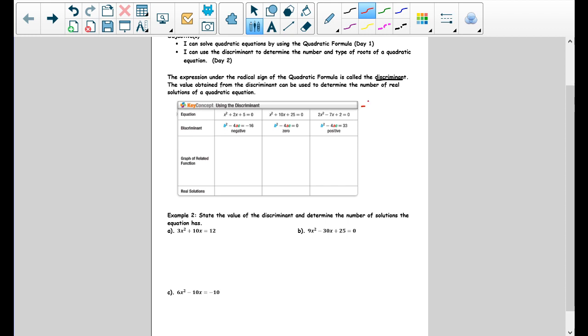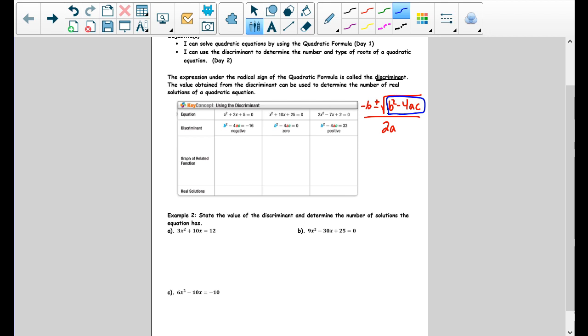So we have opposite of b plus minus square root b squared minus 4ac all over 2a. So the discriminant is this part here that we multiplied first. So the b squared minus 4ac. Now, that discriminant tells us information about the quadratic, and how many solutions that we're going to end up with. So let's take a look at this little chart.